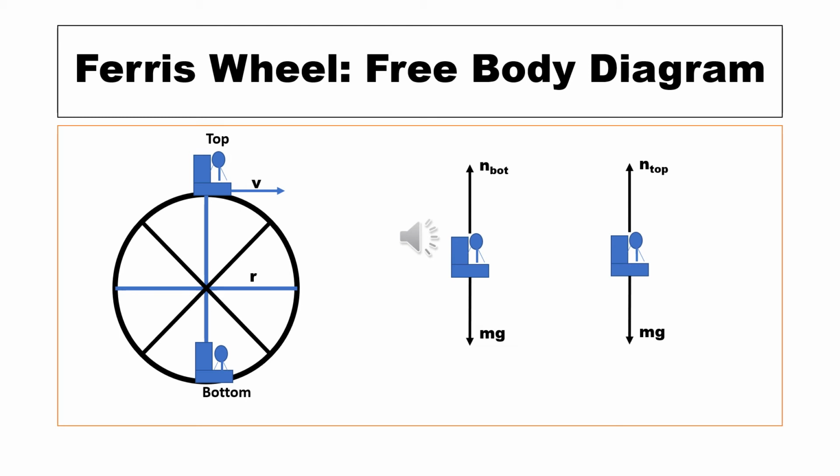So there are two conditions, at the top and the bottom. The radius of the Ferris wheel is r, and the velocity with which the boy is moving on a seat is constant velocity v. Now we have converted it into a free body diagram, and you will find there are only two forces, both at the top and the bottom. One is the weight and the other one is the normal.